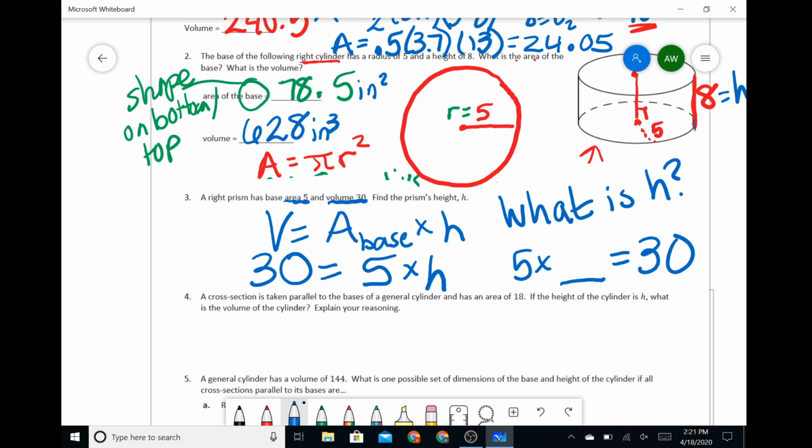Six, exactly. You are exactly right. And that means that 6 is the height, so the answer to number 3 is 6. That's your answer. Yep, you got it. You figured it out. That's awesome, Nayshawn.